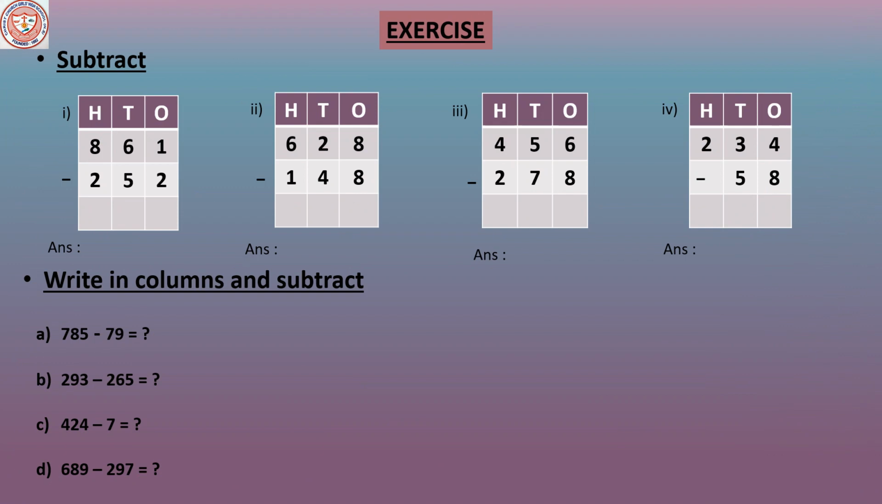Now, the second one is write in columns and subtract. What do you have to do? First, you have to write HTO, then you have to write the numbers according to their place value. And do not forget to give the minus sign. After that, you have to subtract it. Okay. I hope you have understood what I said.